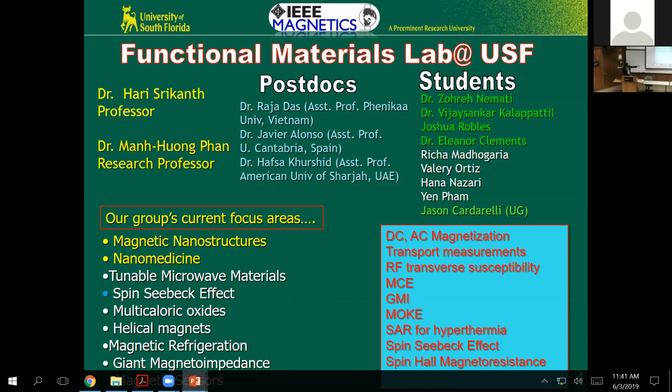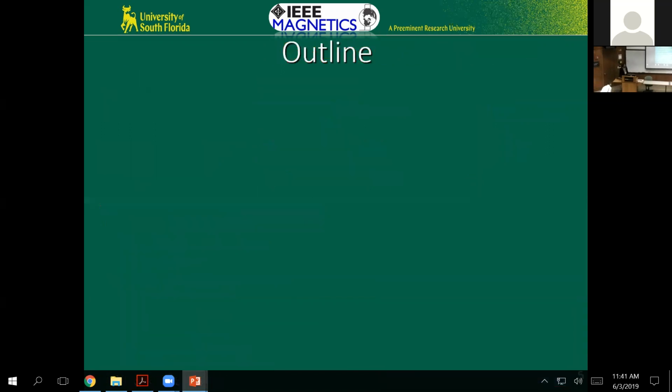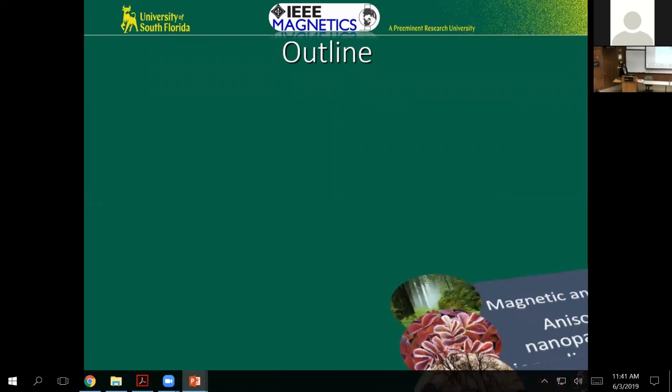And then another experiment that I will focus on, I wish I had a pointer, is SAR for hyperthermia. So in other words, that's how we're going to kill cancer cells, by generating heat using magnetic nanoparticles. Okay, so that's something we need to quantify, and in the community, we call this the specific absorption rate, and that's the SAR, and I'll tell you how we measure the SAR, which is something that is useful for cancer therapy.